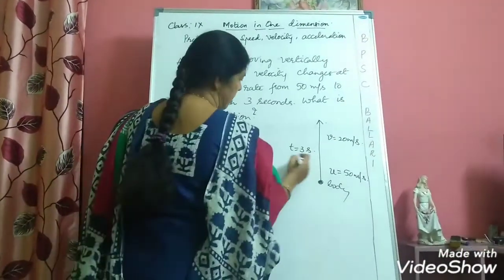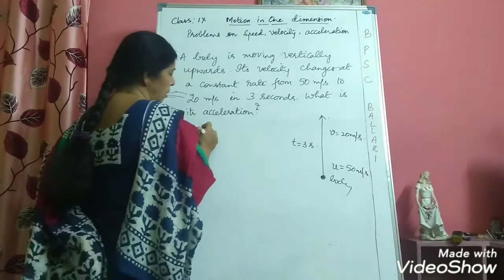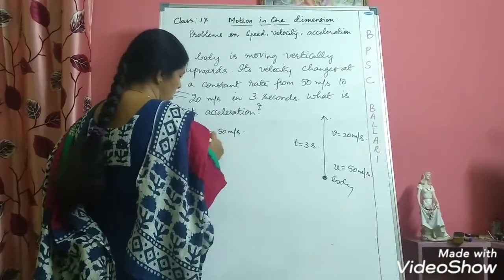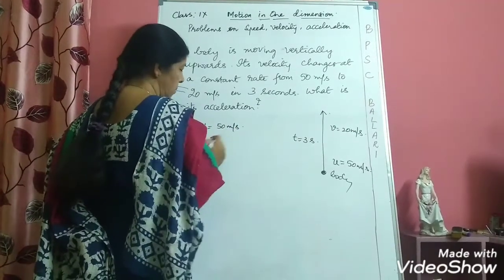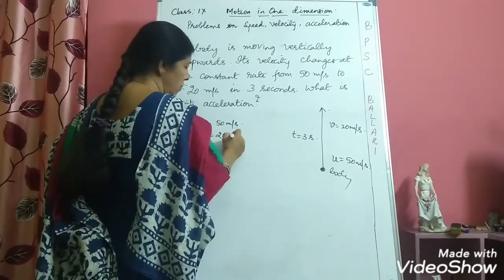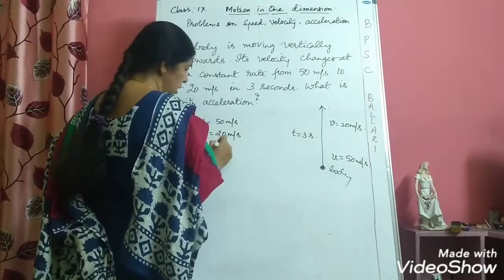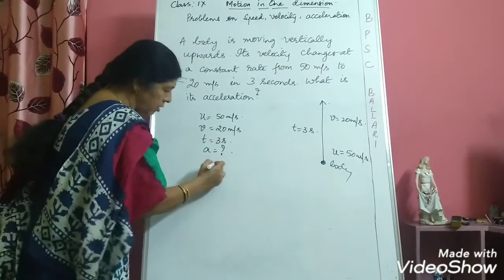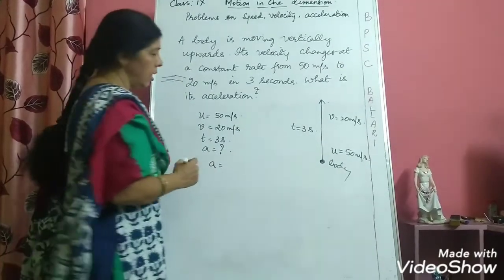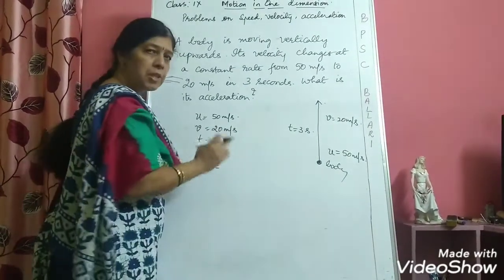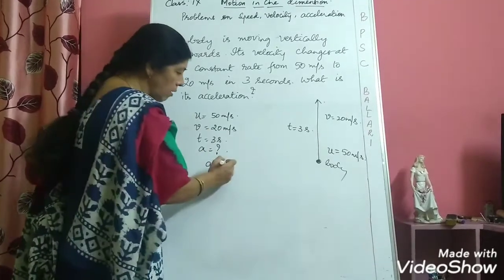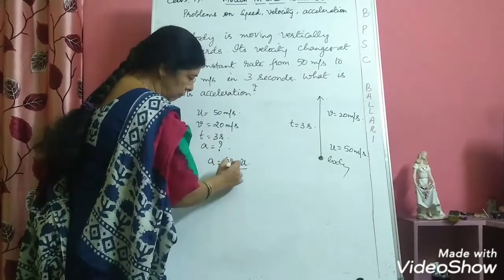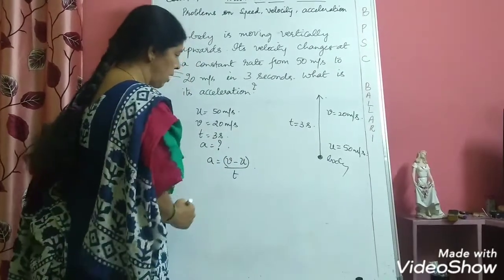What is the acceleration? So, we are provided with U is equal to 50 meter per second. Final velocity V is 20 meters per second. Time taken is 3 seconds. Acceleration you need to calculate. Acceleration formula we have already learnt in theory. Acceleration is rate of change of velocity, that is final velocity minus initial velocity by time taken. This is the formula for acceleration.